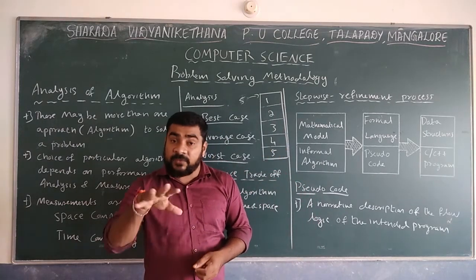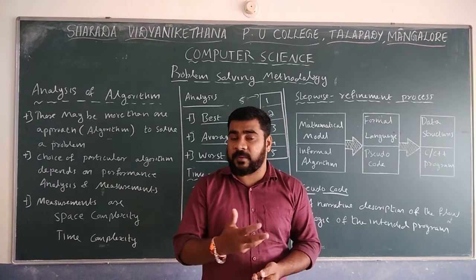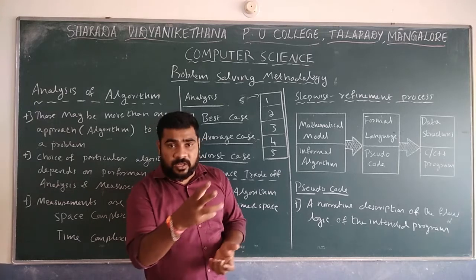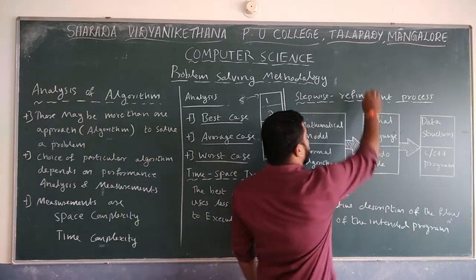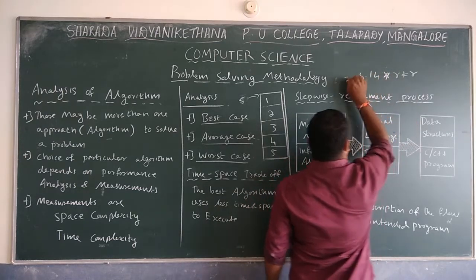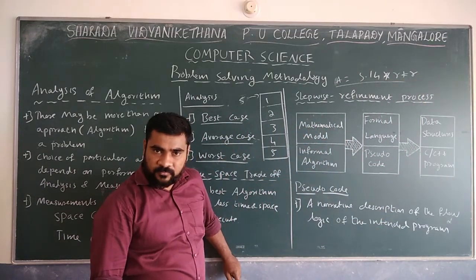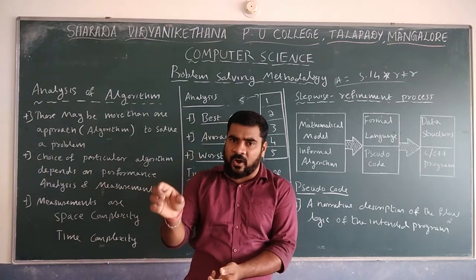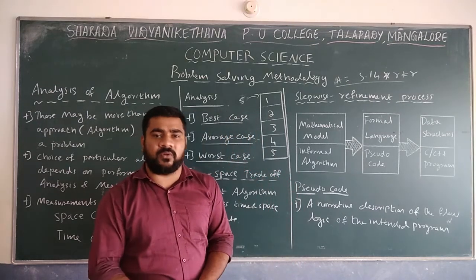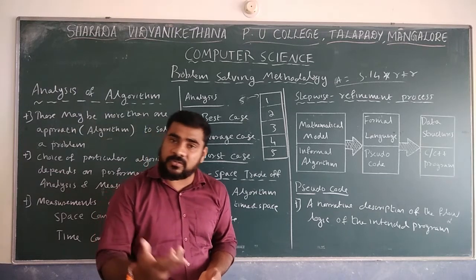That is the algorithm, but an informal algorithm is not like that. If you want to find the area of a circle, the formula is pi r square. In an informal algorithm, you can directly write 3.14 into r into r. That is the area. If you write like that, we can say that is an informal algorithm. By just using mathematical formulas, we are writing like algorithm steps, but no steps are required and they are not in order.